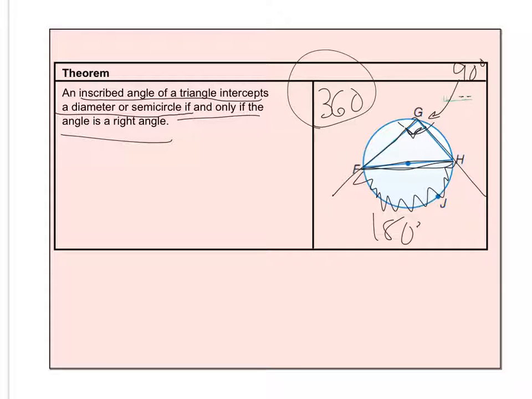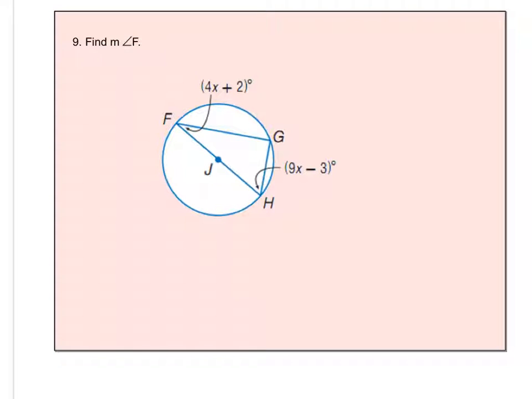Whole circle is 360. Semicircle is half of that. An inscribed angle is half of that. So you take it divided by 2 one more time, and it works backwards. So if this is 90, that makes this a diameter. That makes this 180. Circle's always 360. So if I look, this is a 90-degree angle. I know that because this is a diameter. That makes this 180. That makes this 90. So that means that all three are going to add up to 180.